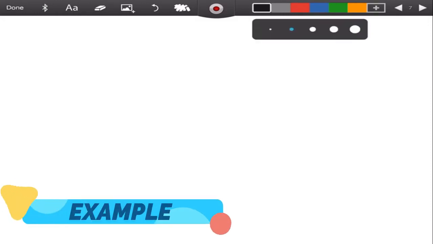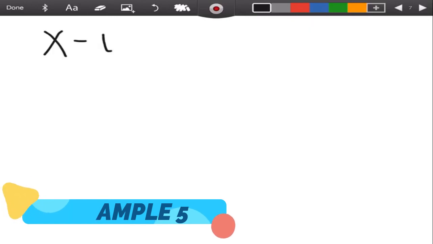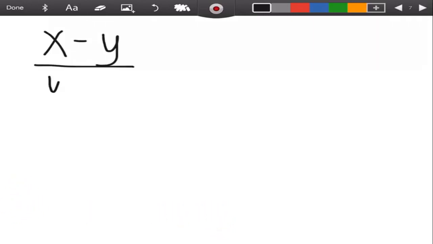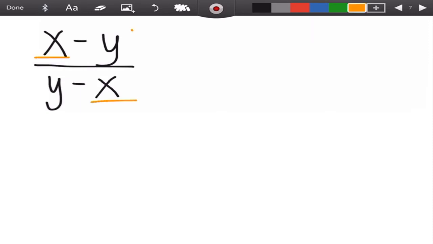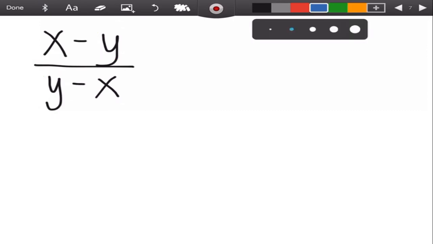If your examples have different or opposite signs, like x minus y over y minus x, can we cancel x and x here, y and y here? No, you cannot, because x minus y is considered as one factor and y minus x is considered as one factor. You cannot cancel terms with operation in between. So what you will do is to factor the denominator with negative 1.